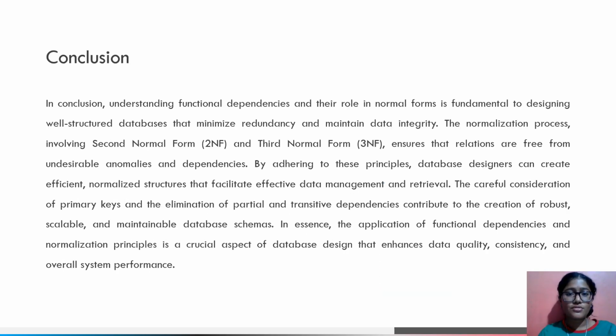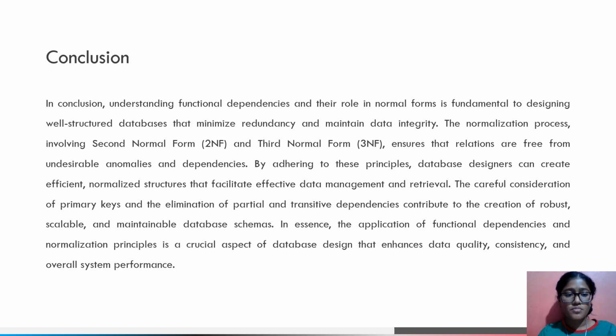So we would conclude our presentation with a small understanding of the normalization techniques, functional dependencies, and the types of normalization techniques. In conclusion, understanding functional dependencies and their roles in normal forms is fundamental to designing well-structured databases that minimize redundancy and maintain data integrity.